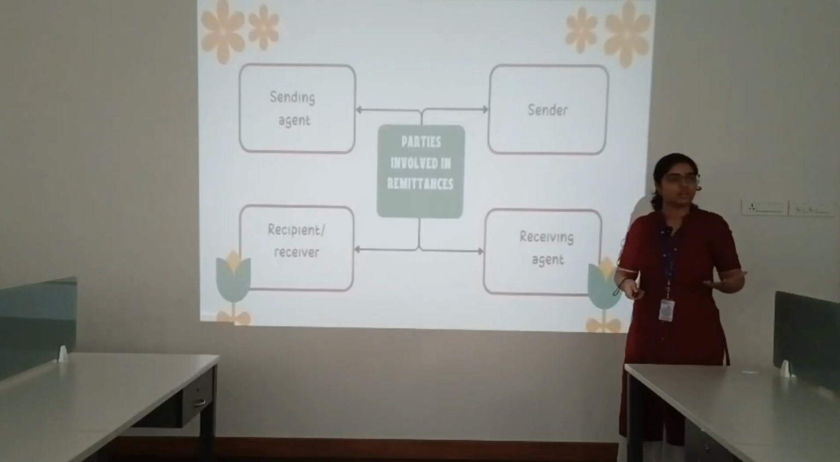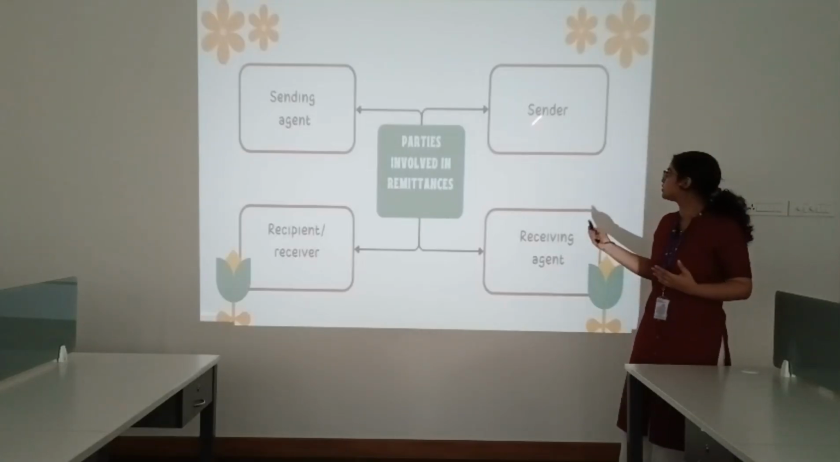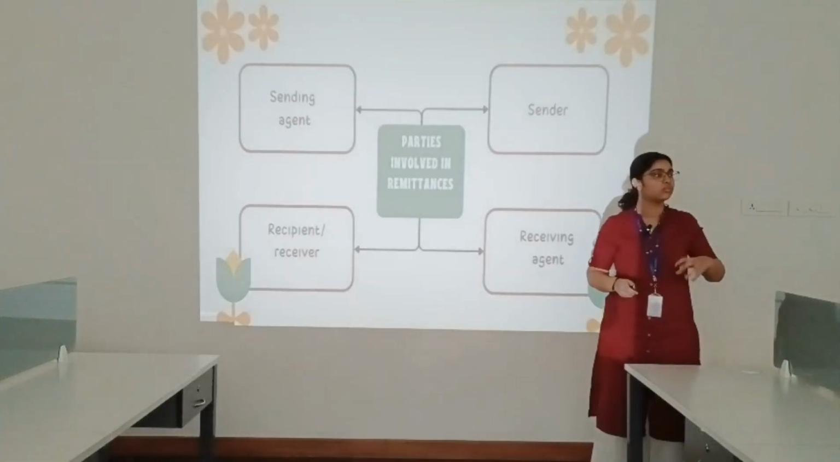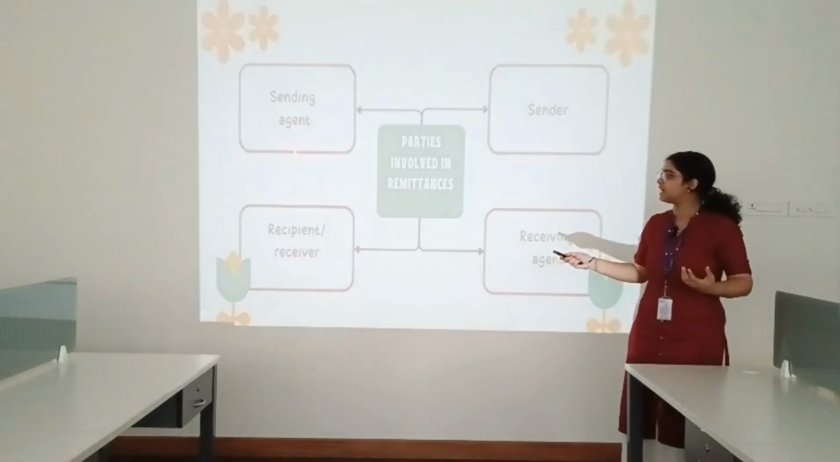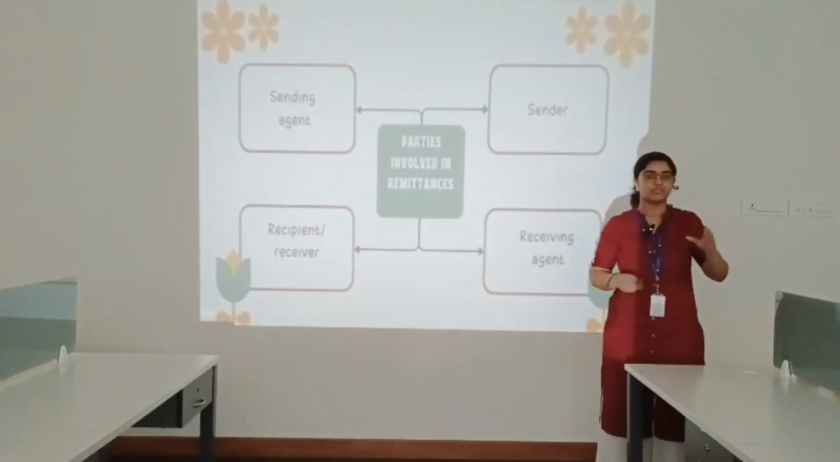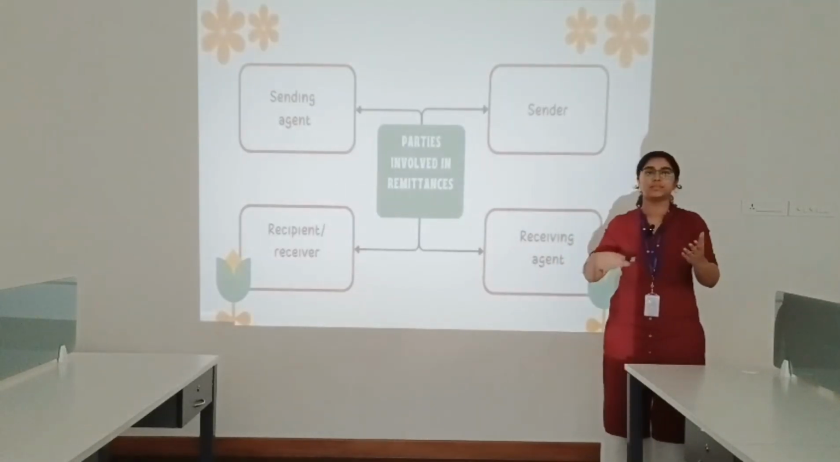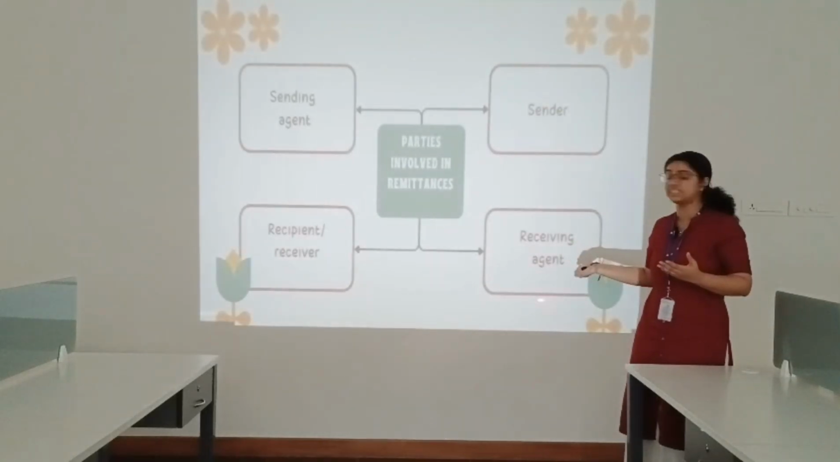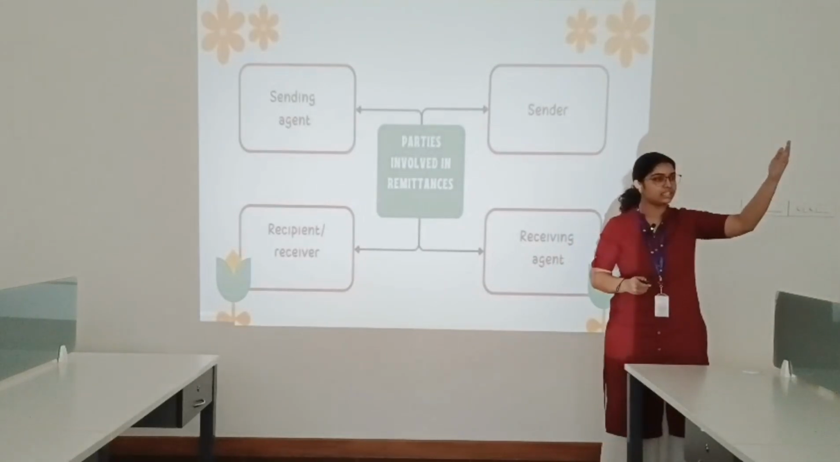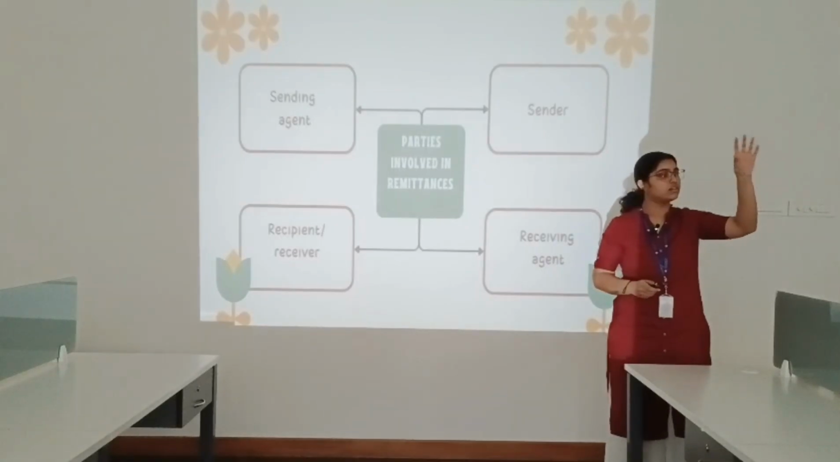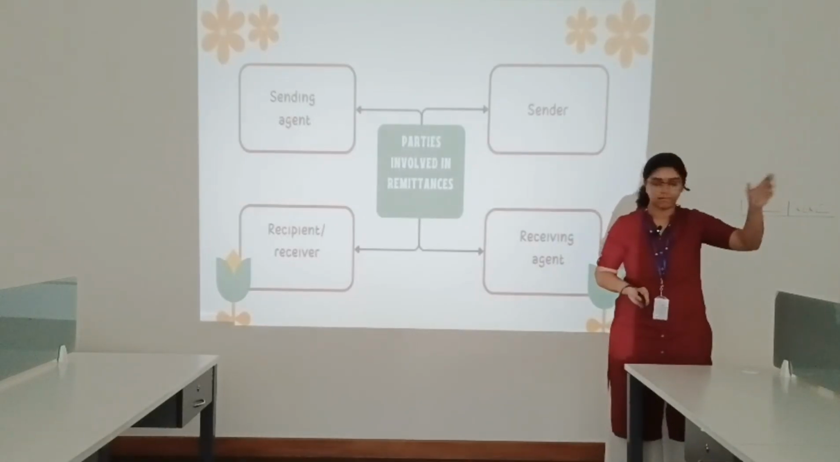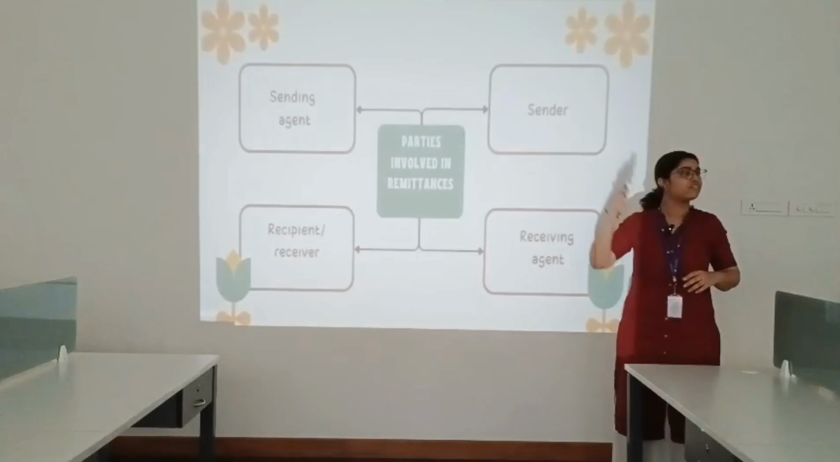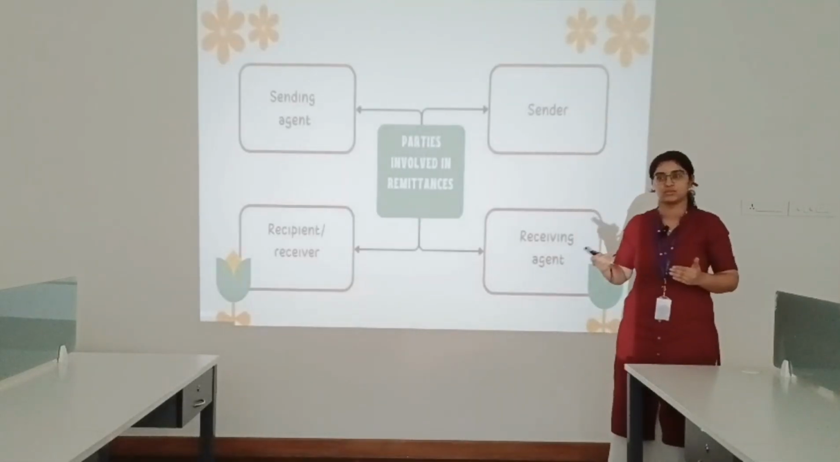The parties involved in foreign remittance: the first one would be the sender, the person who is sending the money, then the sending agent, for example a bank, through which the person remits. Next you have the receiving agent. From that country there will be one more receiving agent, for example one more bank, and then the receiver, the final party to whom the money is supposed to be received.